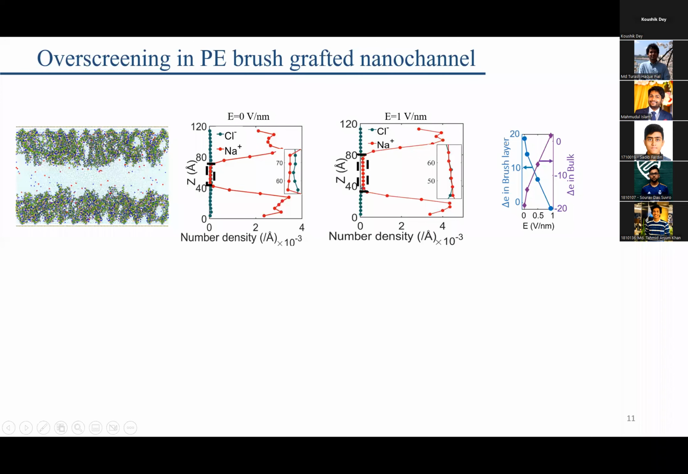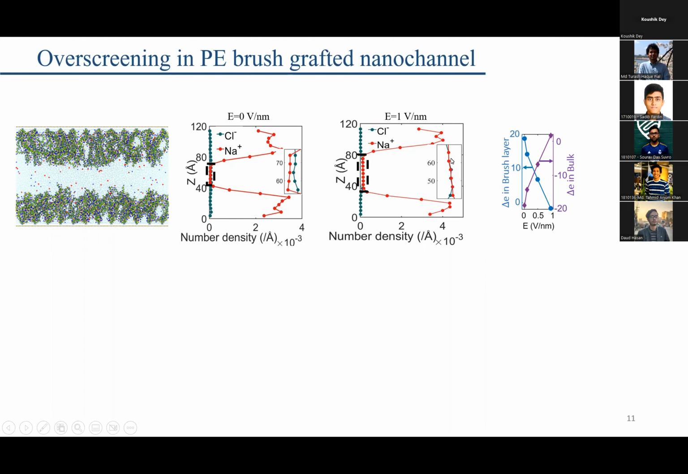of chlorine and sodium. So I checked what's the density of the chlorine positive and negative ion. And I found that inside the bulk, that means outside the brush layer, I have more chlorine. As I have more chlorine, my flow is in the direction of the chlorine. So it is chlorine dominated flow.